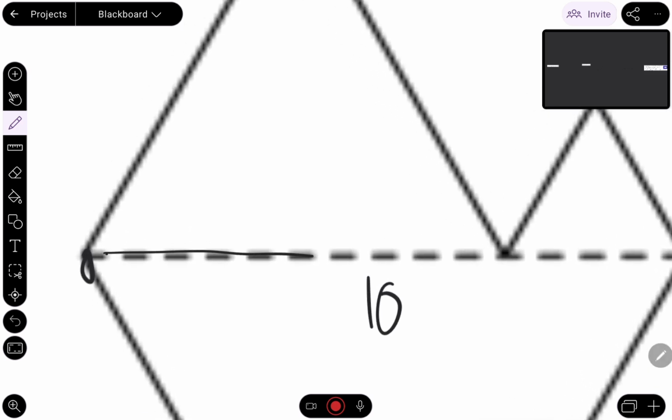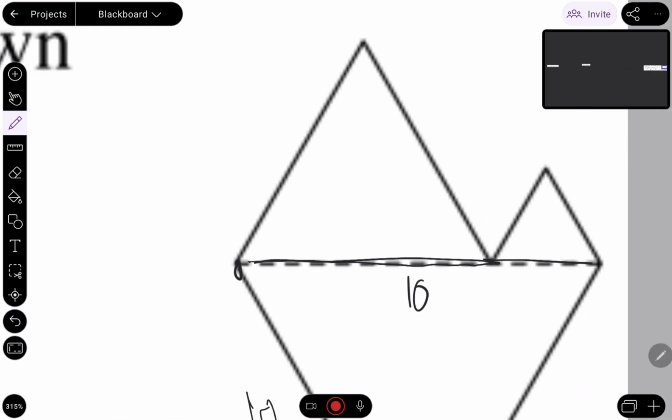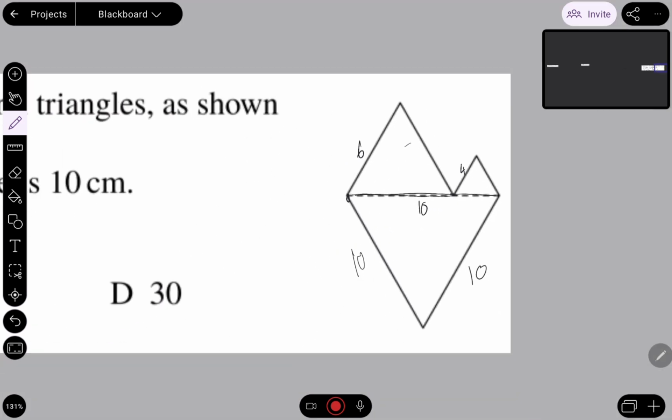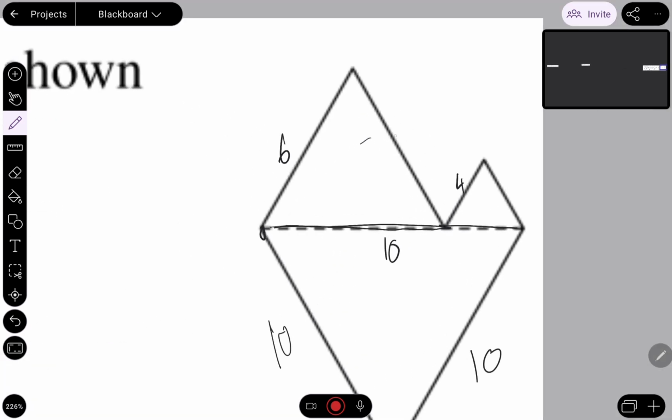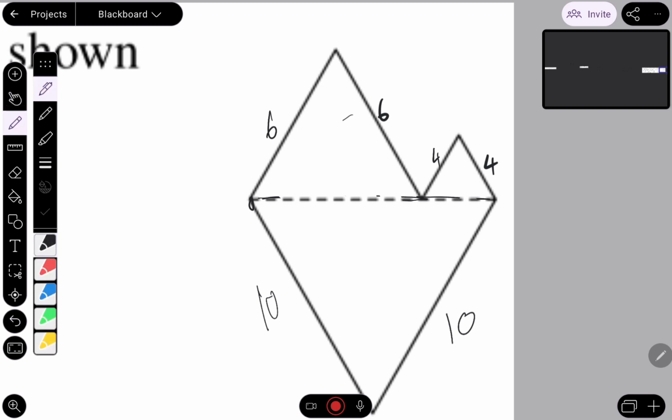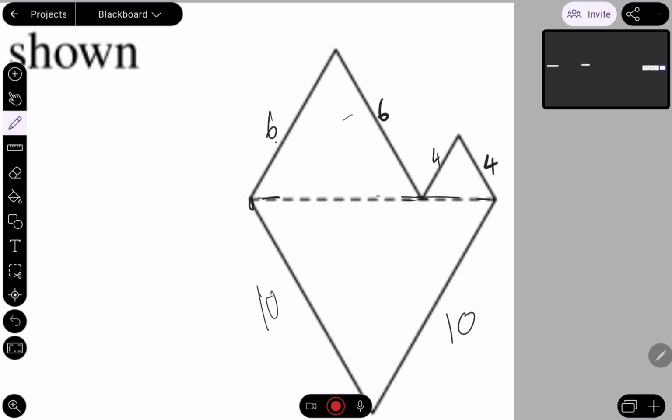Then the side length of this and the side length of this has to add up to 10. So let's take that as 6 and that as 4. It doesn't really matter as long as they add up, because this is also 6 and this is also 4. Using our number bonds, we realize that no matter what, these two sides must add up to 10, and these two sides must also add up to 10. And these two sides add up to 20.